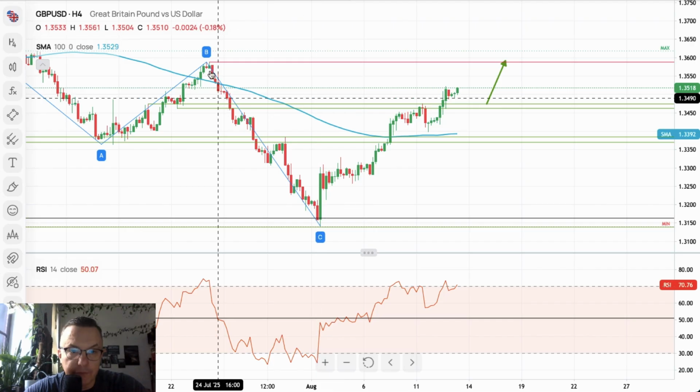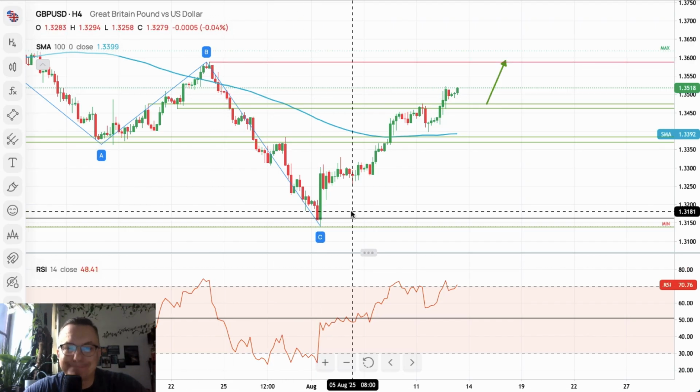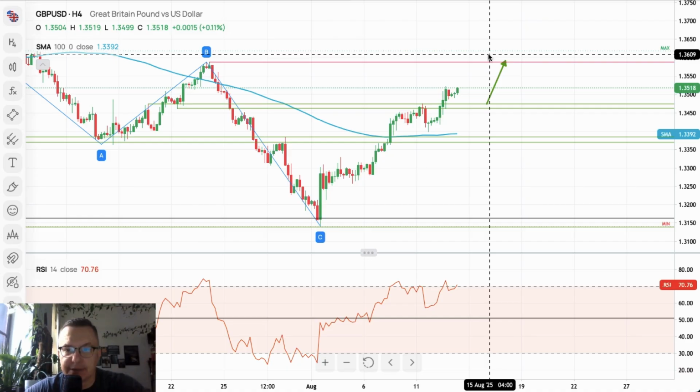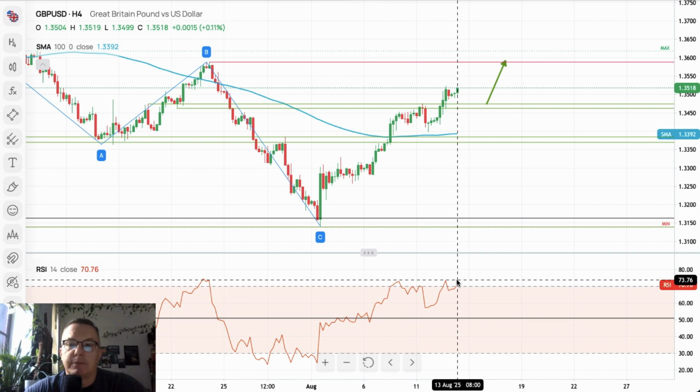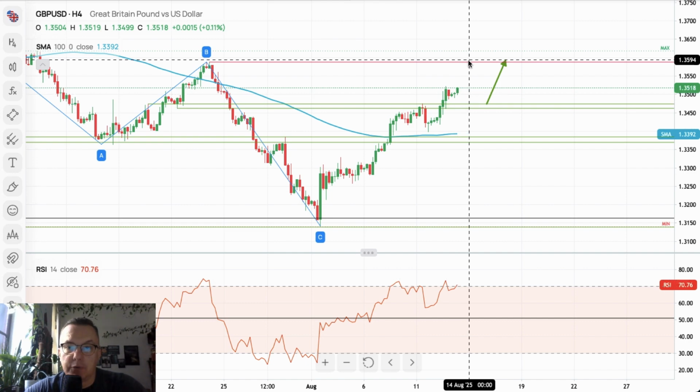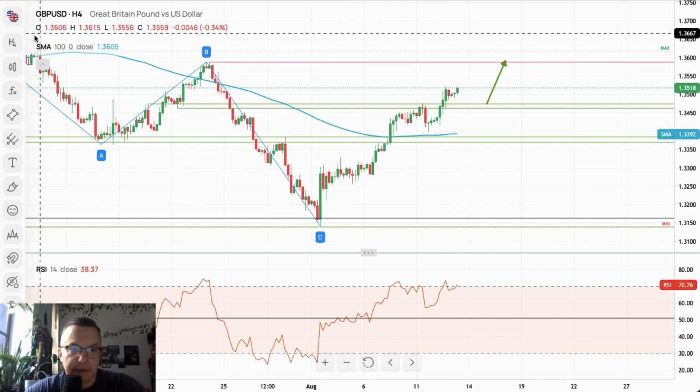We will have all of the wave C retraced, and the potential for further movement to the upside is still big. Momentum is very strong, hitting extremely overbought conditions, so please expect a pullback after the wave B high is hit.